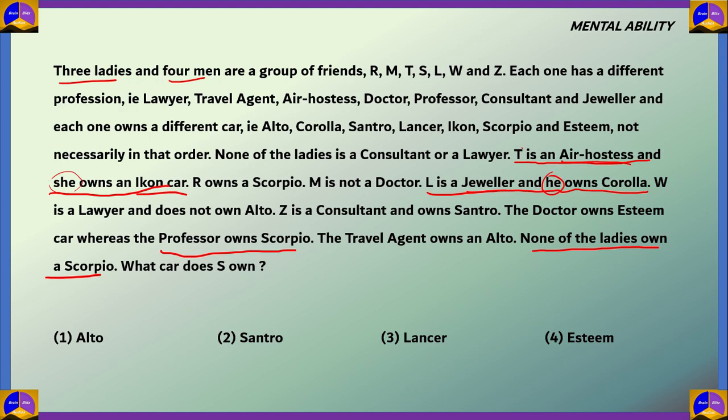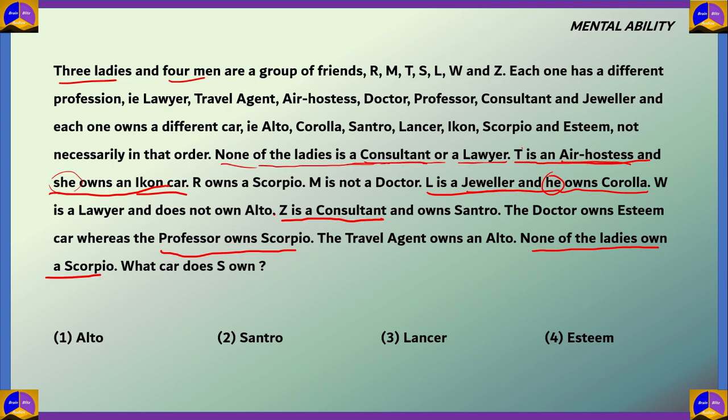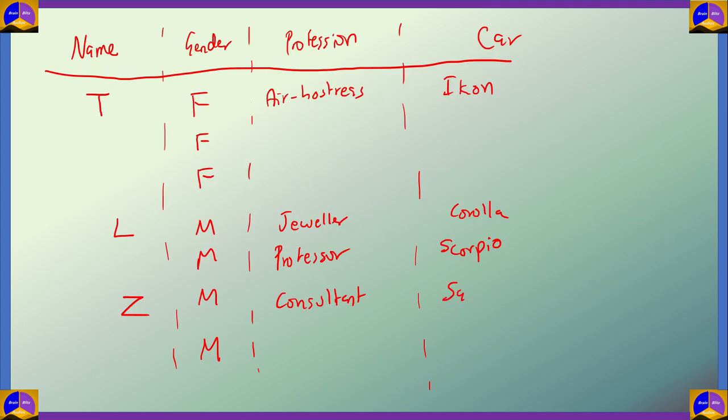Now we have none of the ladies is a consultant or a lawyer. And then we have Z is a consultant. Since none of the ladies is a consultant, Z cannot be a lady. Z cannot be a female. So Z must be male, is a consultant, and owns Santro. That completes another row. So Z, consultant, and we have Santro.